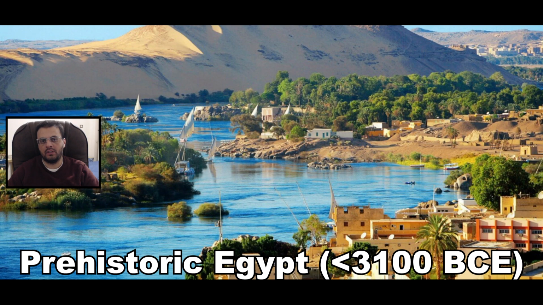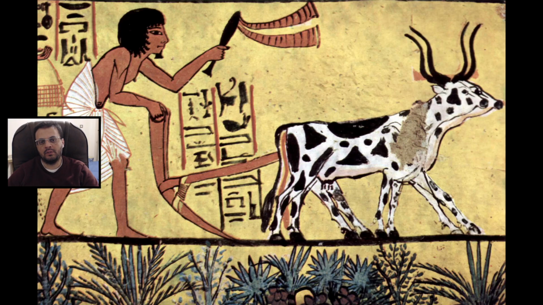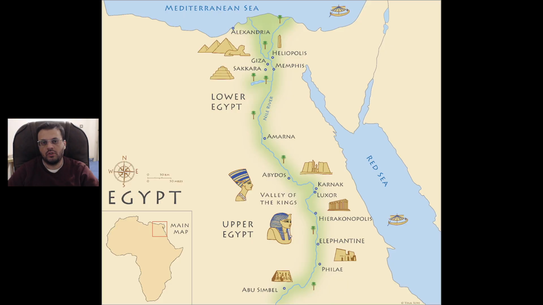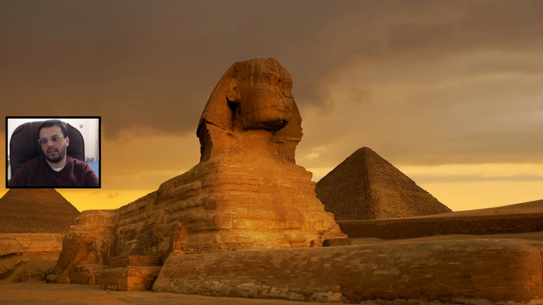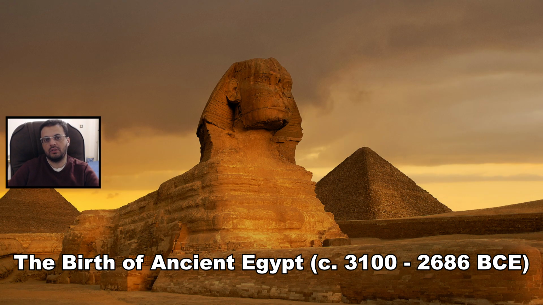That period involved early settlements along the Nile, and there was some development in agriculture and early villages. During that period, Egypt was not yet a unified country. Instead, it was made up of small independent villages along the Nile River. Then at around 3100 BCE, the birth of ancient Egypt begins.